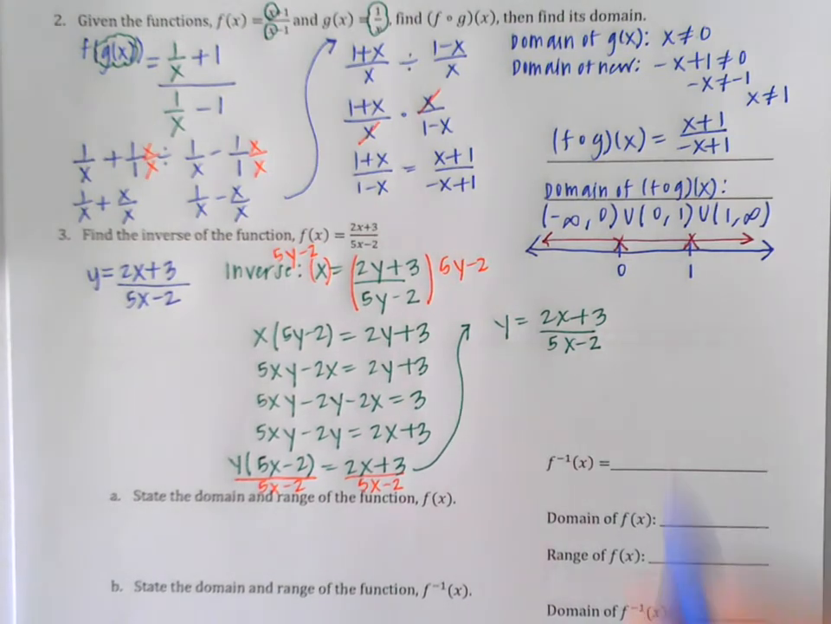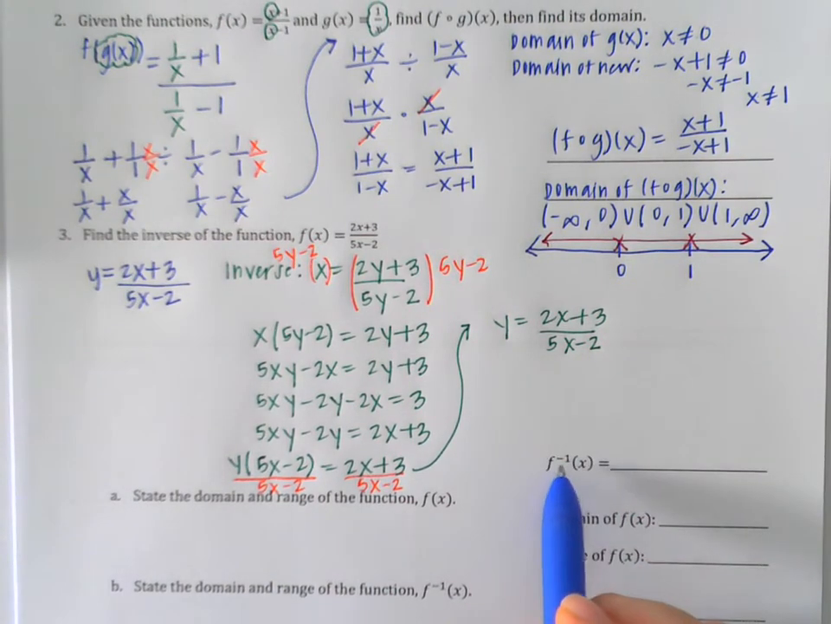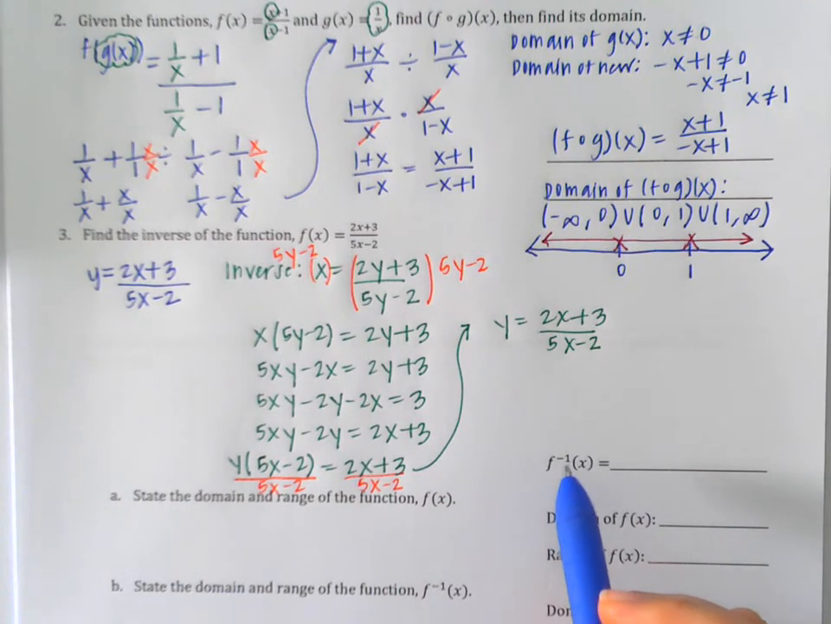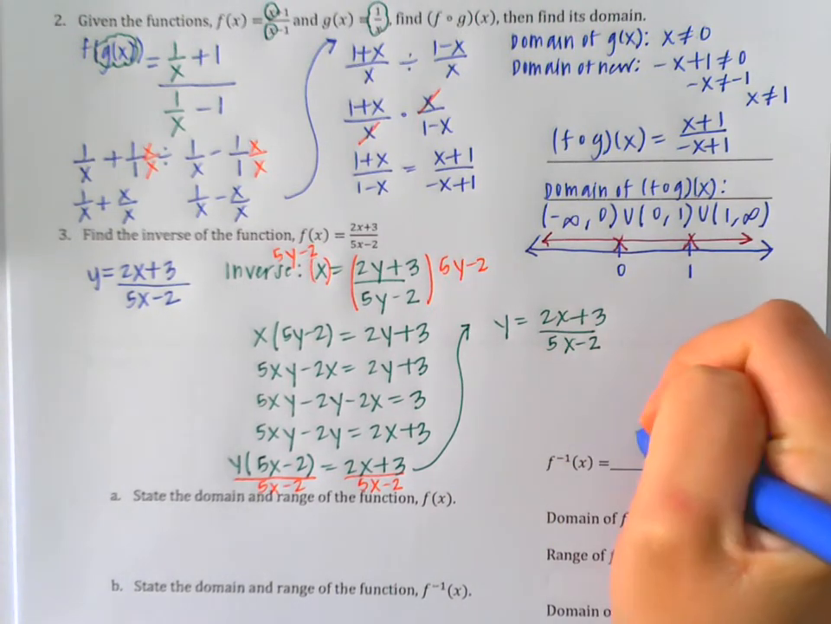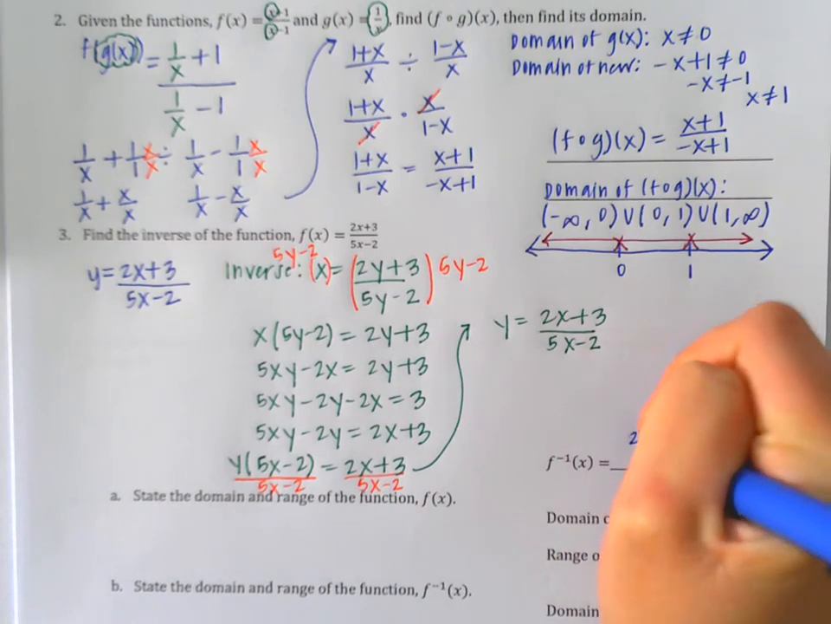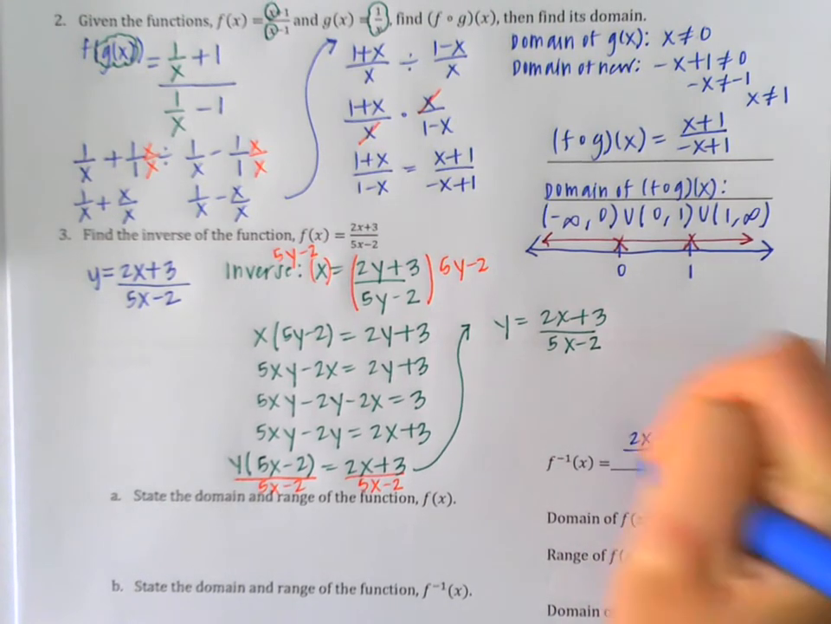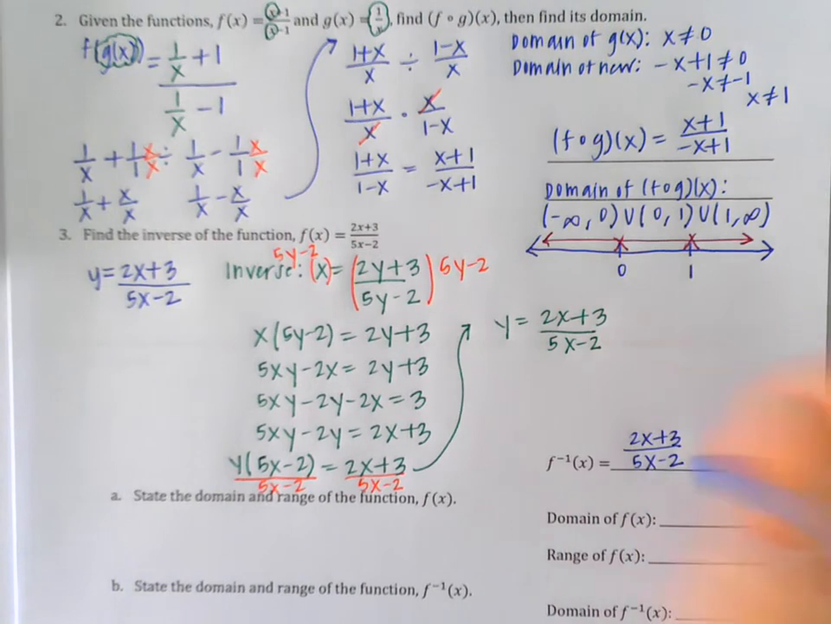So remember, this is the way we use that f of negative 1, that little notation, it's basically saying the inverse. This is a fancy way of writing the inverse. So we use that, and that is my final answer: 2x plus 3 over 5x minus 2.